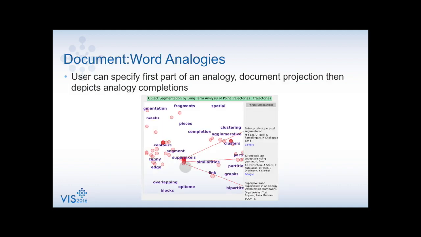Last, we allow the user to explore documents through analogies. The user can specify the first part of a document is to word analogy, yielding projections where each document is positioned near words that best complete the analogy. In this example, we show the document is to word analogy on top and the resulting projections below. Here, the analogy captures data usage, resulting in segmentation papers that use superpixels as shown in the projection.